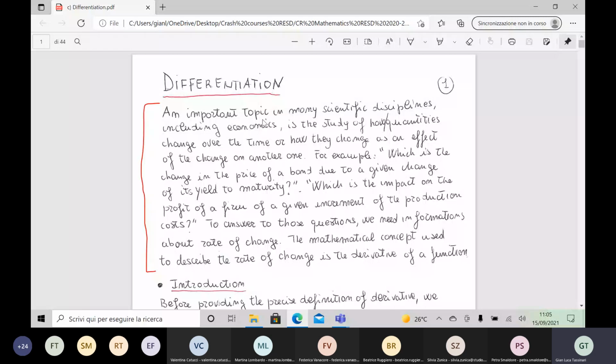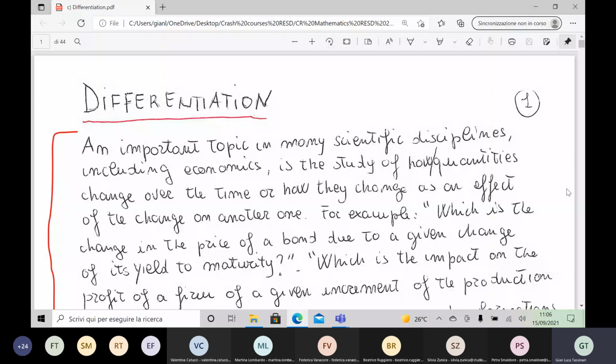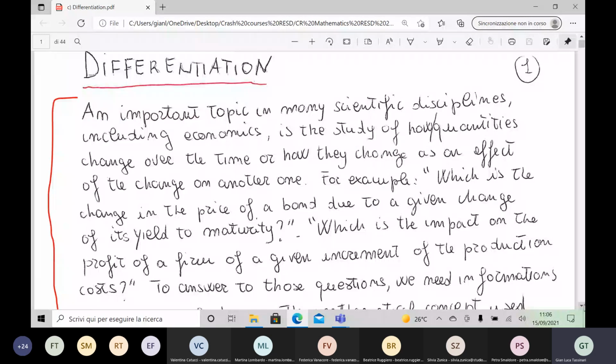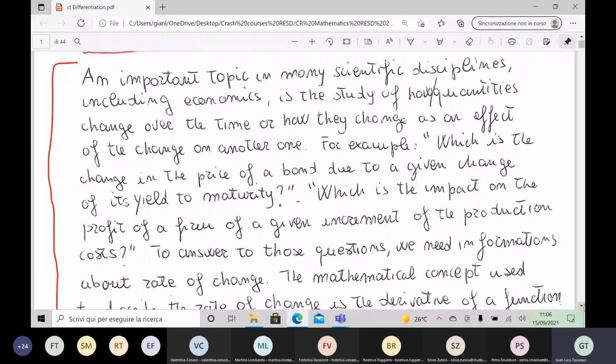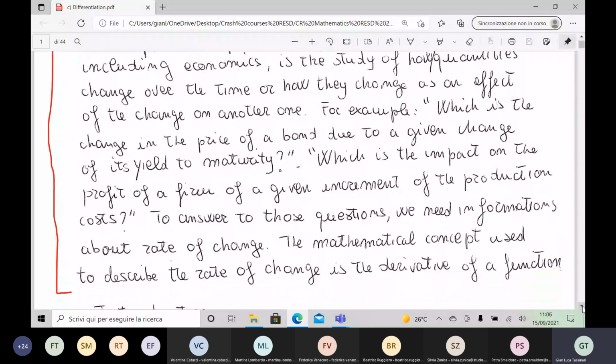For example, which is the change in the price of a bond due to a given change of its yield to maturity, or which is the impact on the profit of a firm of a given increment of the production costs. To answer those questions, you need information about rate of change. And the mathematical concept used to determine rate of change is the derivative of a function.